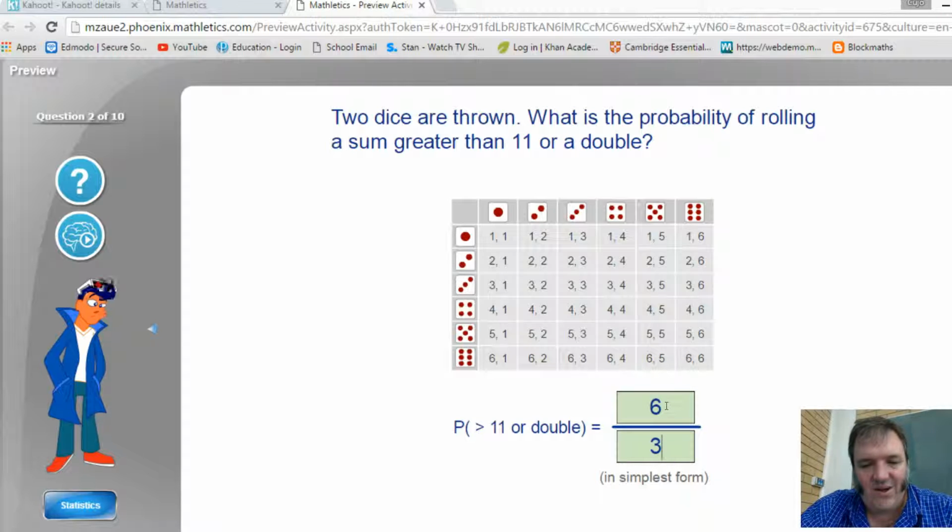So 6 out of 36, I could leave my answer like that, but what does it say underneath? In simplest form. So we've got to simplify the fraction. Now, you can use your calculator to do that, or you can just say, well, 6 goes into 6 once, and 6 goes into 36 6 times. So the answer would be 1 over 6. And then you just hit enter, and it tells you if you get it right or not.